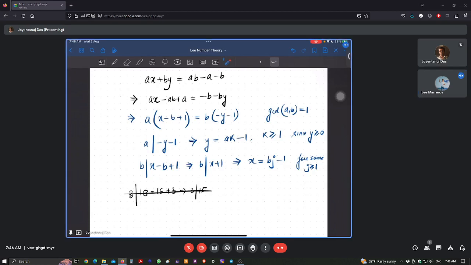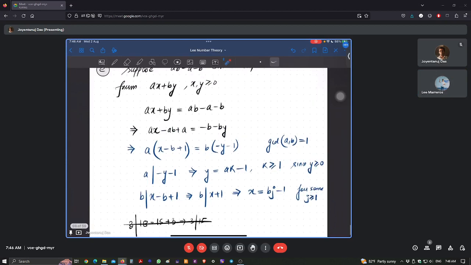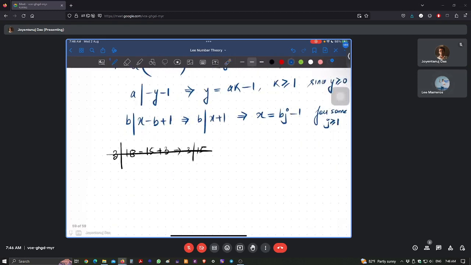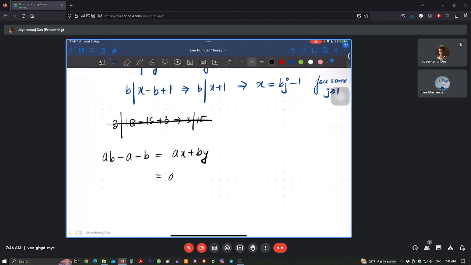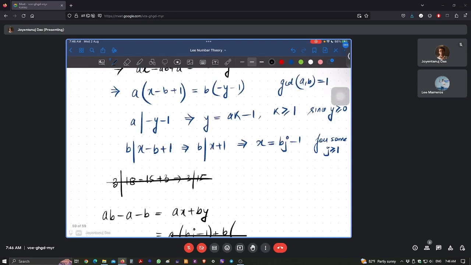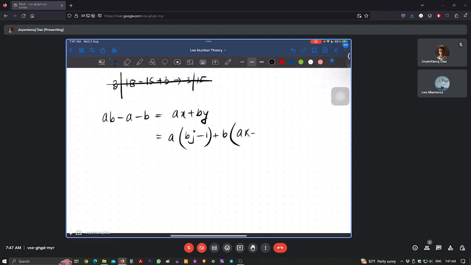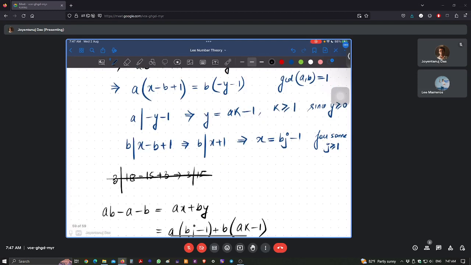Up to this is fine. So then what I can do is, I know what x is and I know what y is, so let us put them back into this form and see what happens. So ab minus a minus b is nothing but ax plus by. Now if I put the values, y is ak minus 1.